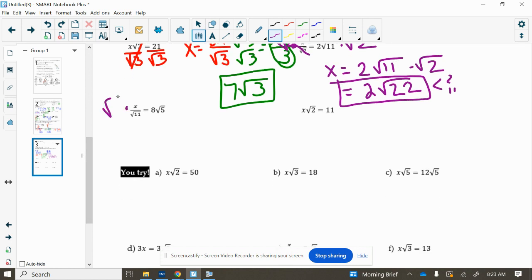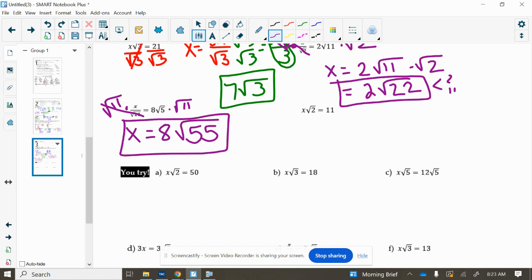Same idea then. In this one, we need to multiply both sides by the square root of 11 to cancel that out. We get x equals 8 times the square root of 5 times the square root of 11, which is the square root of 55. Again, we could double check, but 55 is not going to break down to be any perfect squares. These are not perfect squares, so this is our best answer.